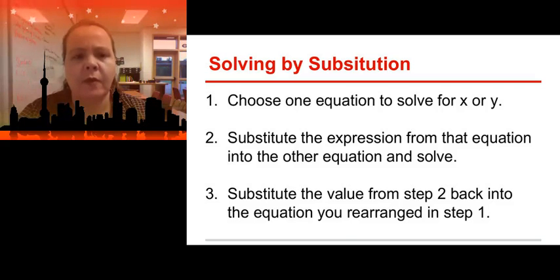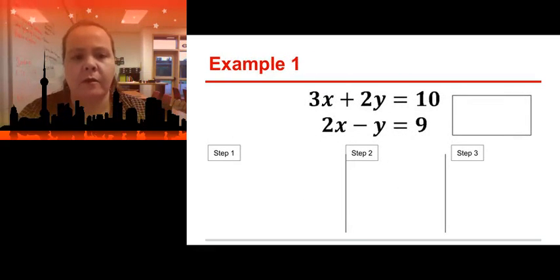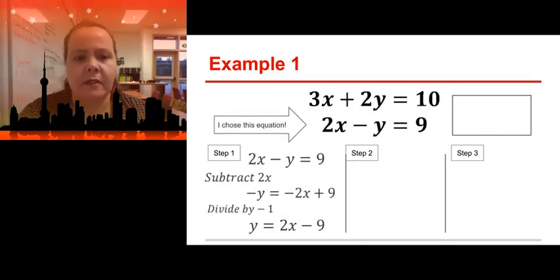In our first example, we have 3x plus 2y equals 10 and 2x minus y equals 9. First step, we need to choose an equation and rearrange it. In this case, I chose the second equation, mainly because it does not have a variable multiplied by a coefficient. You have 2x minus y equals 9. You're going to subtract 2x from both sides. That gives you negative y equals negative 2x plus 9. Then we're going to divide by negative 1 to get y by itself. So we have y equals 2x minus 9.